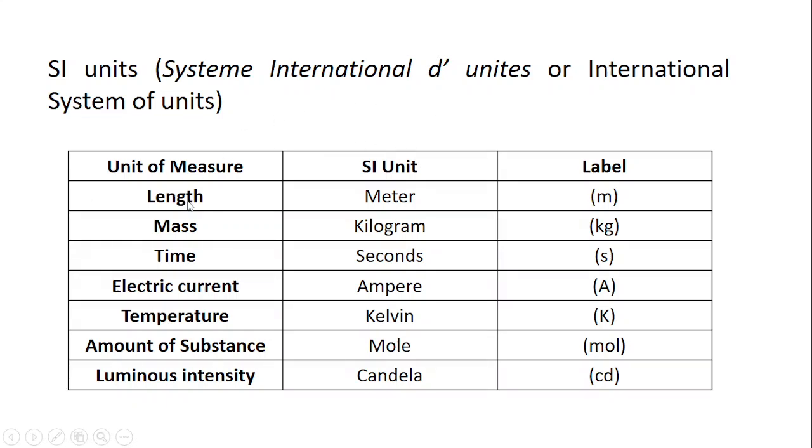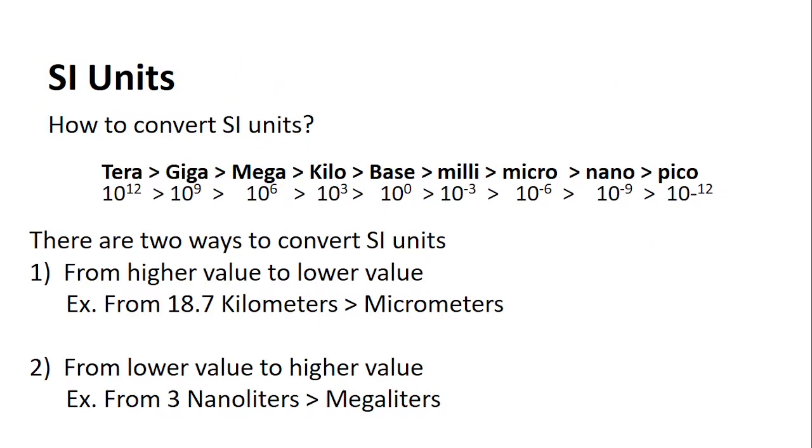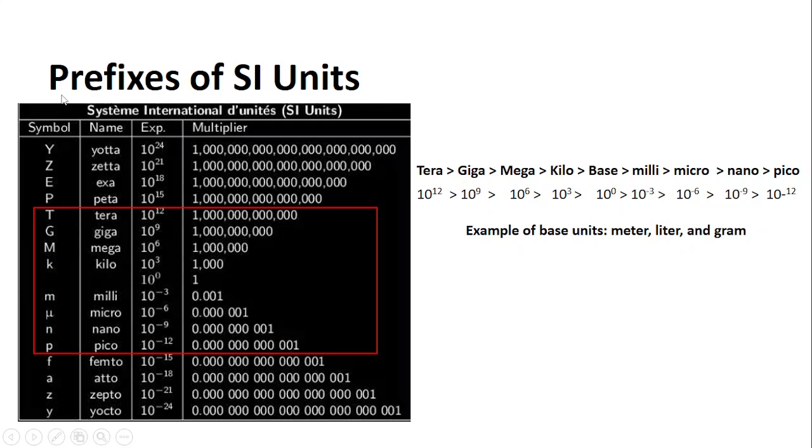So for length, we have meter, mass, kilogram, time, seconds, electric current is ampere, temperature, Kelvin, amount of substance is mole, and luminous intensity naman is candela. May mga label man in the class, so please memorize the labels din sa mga SI units naton. For SI units, we will learn how to convert them. Amo talaga ang main reason why we study SI unit is to know how to convert one SI unit to another. So, let's go back here sa prefixes.